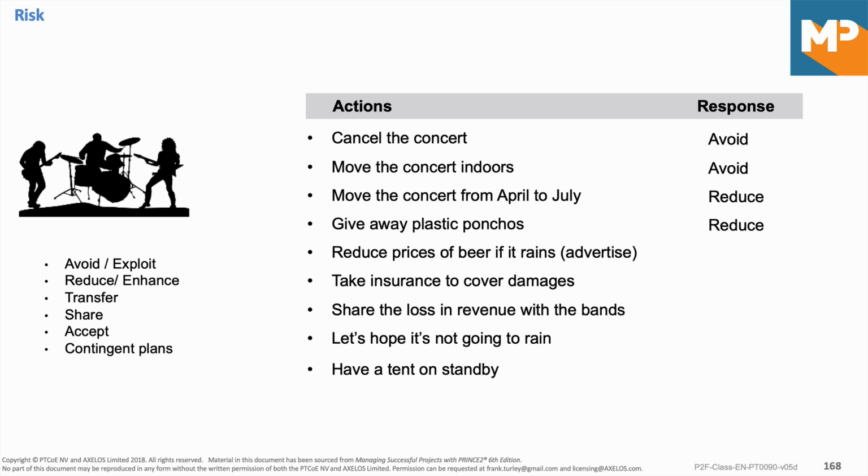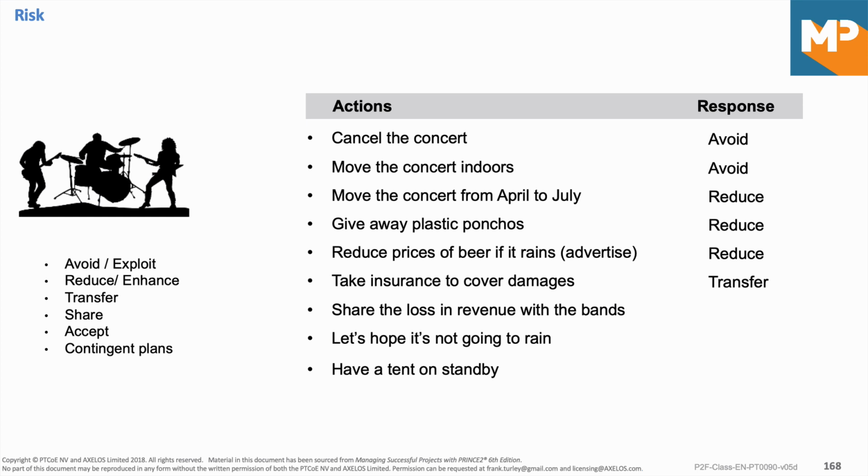Now the next one might seem a little bit funny. We reduce prices of beer if it rains, and we advertise this on the posters. If it rains, beer will be at half price. Therefore we're reducing the impact on the project because even more people will come, and hopefully it will rain. The next one is we take insurance to cover damages or losses as well. This is where we are transferring the risk. That's transfer.